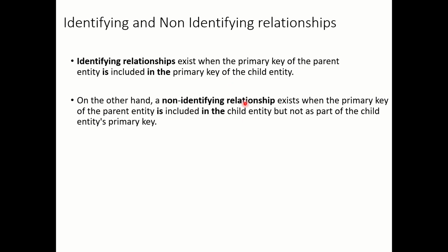Now the other way is your normal FK relationship, the non-identifying relationship. Say I have an employee table and a department table. In the employee table, I have employee code and other attributes, and I have added department code because employee is related to the department table. But I am including the primary key of the department table, which is department code, as a normal attribute in my employee table. That is nothing but a normal foreign key. That is a non-identifying relationship.